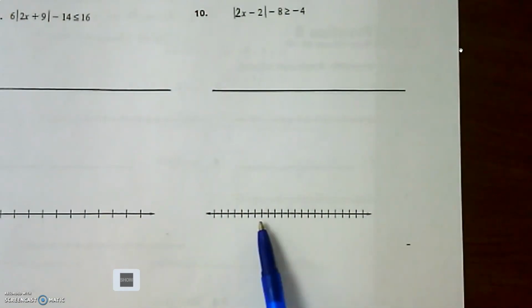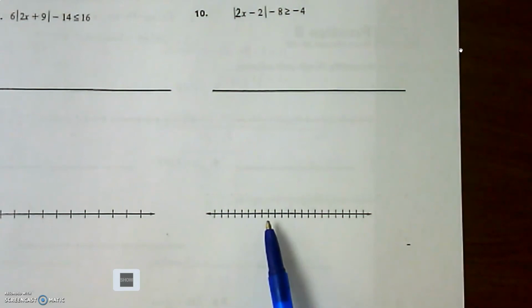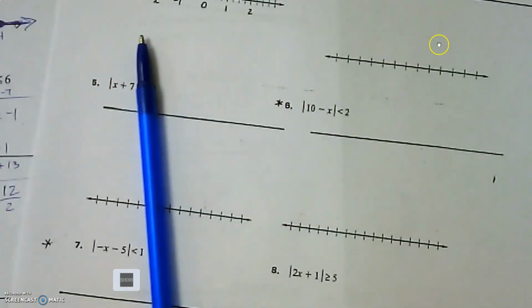You don't have to use every little mark on this number line either. If you want to jump over, like for instance, if that's 7, you could skip 1 and write 8. You could skip 2 and write 9. Keep it consistent. All right, let me know if you need any help.